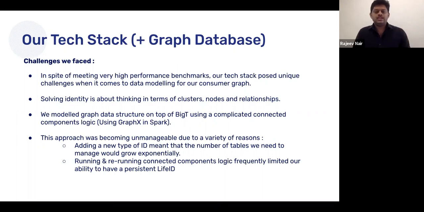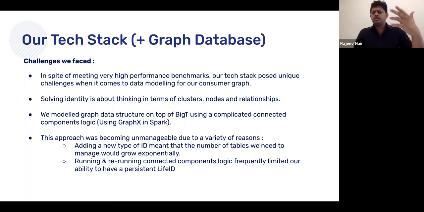But when it came to managing and scaling this to new IDs, new types of IDs and more data, it became quite unmanageable for us in this particular arrangement. When we were onboarding a new type of ID, for example, a different type of hashes of mobile numbers in a particular market for the first time, it exponentially increased the complexity because we had to manage too many Bigtables. It exponentially increased the complexity of the connected components logic, which we were deploying through Spark. And things weren't scaling up the way we thought they would.